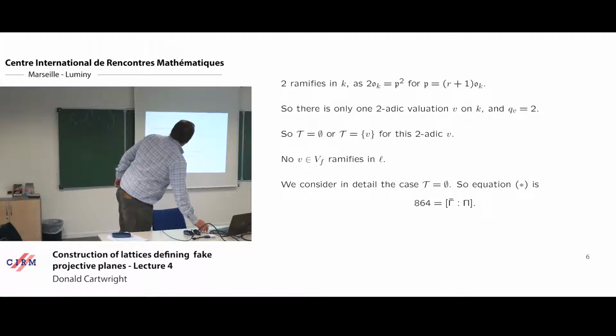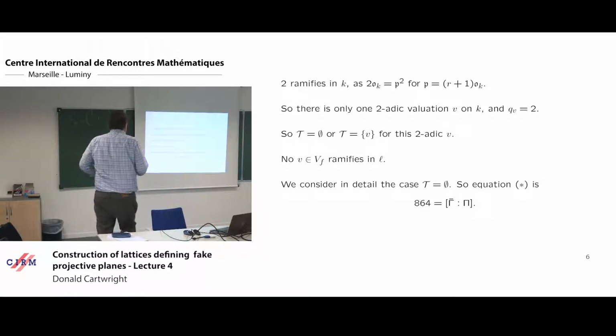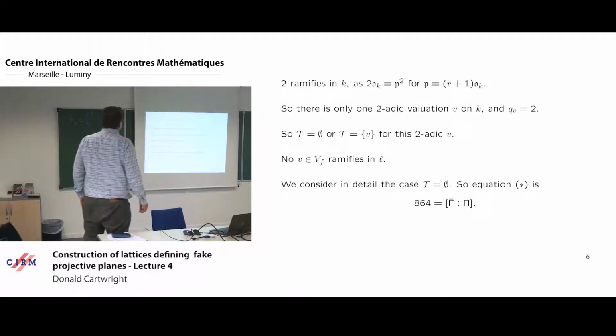Okay. Now, it could be, so it turns out that K is a field of degree 2 over the rationals. So it could be that the prime 2 could split, but in fact it ramifies. And to see that, for example, you can observe that 2 times O_K is the square of this particular prime ideal. It's a little calculation.